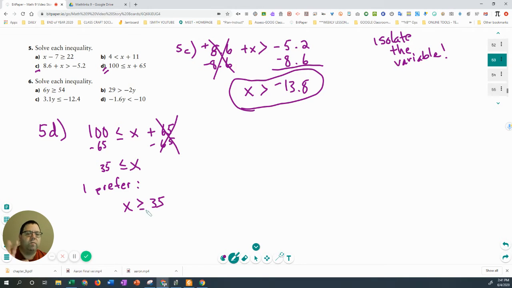Okay, we're just reversing the positions. That has nothing to do with the rule about multiplying and dividing both sides by a negative. I'm simply rewording this. That's all I'm doing. 35 is less than or equal to x. That's the same as saying x must be greater than or equal to 35. Okay, let's go on to the next one.